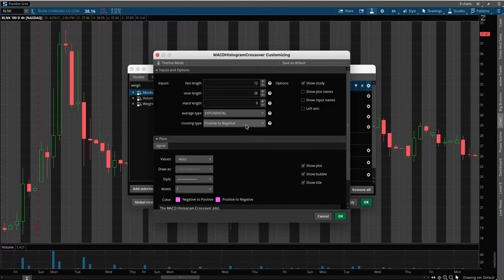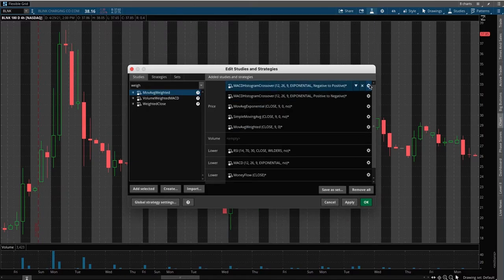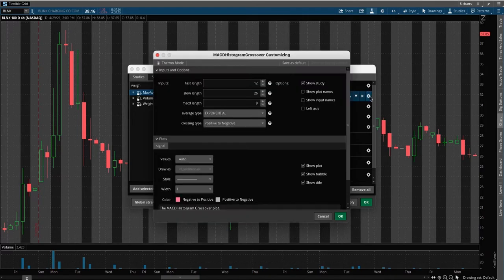The arrows, you'll see what would happen to the arrows. So this one is when it crosses from positive to negative. So let's change that from negative to positive and hit OK. So this one's negative to positive, yeah? This one already says positive to negative. So we need a negative to positive and a positive to negative.